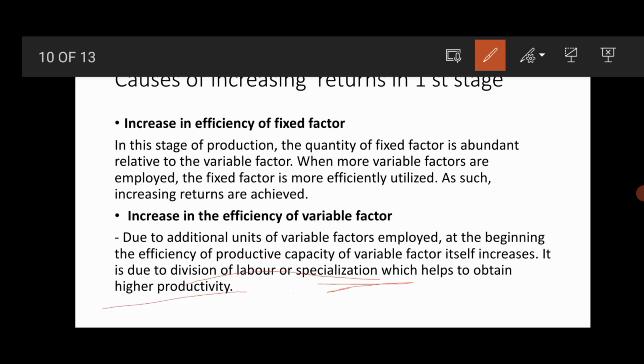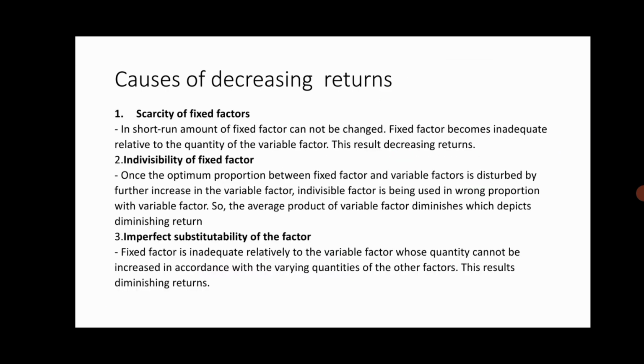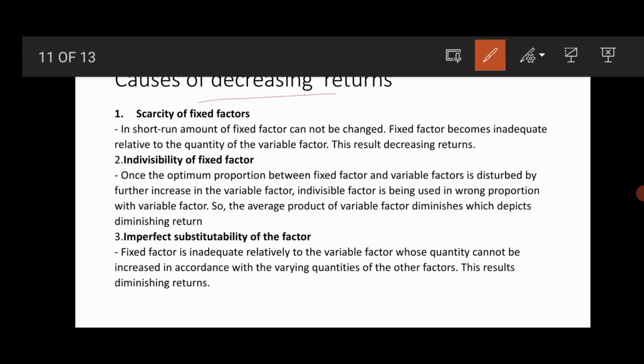Division of labor or specialization means, take an example, there is a total work, and the work is divided into small parts, and then each part of that work is assigned to an individual laborer. Then we call that division of labor or specialization. So the increase in the efficiency of the variable factor can be achieved in increasing returns. Here division of labor or specialization happens, and because of that there will be higher productivity. So next, what is the reason for the second stage, that is decreasing returns?